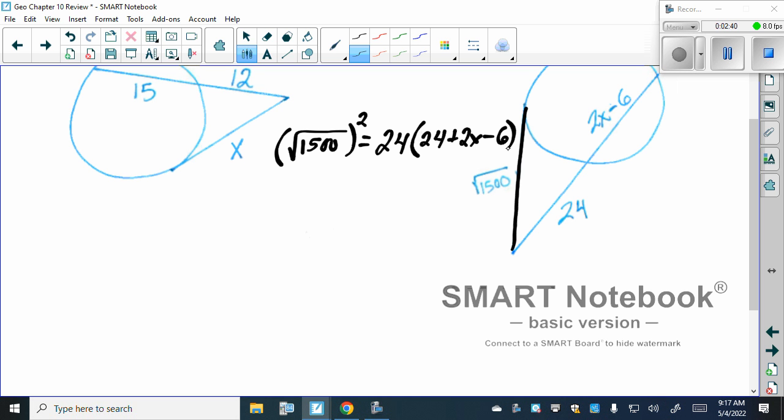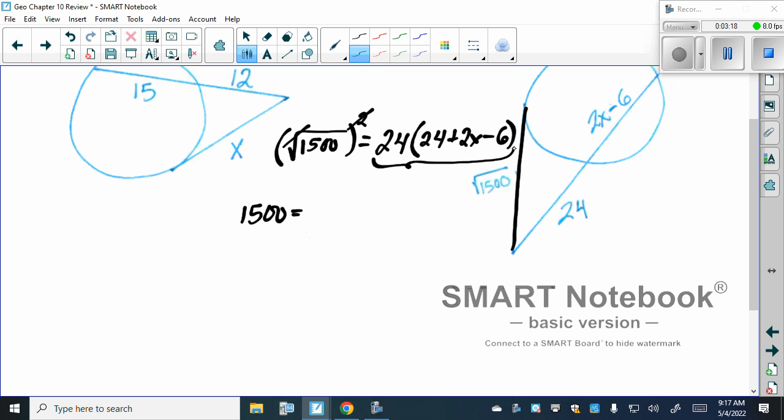What is the square root of 1500 squared? Because when we square root something, we're trying to find what number times itself gives us 1500, and then we square it. So it's undoing. The square root and square cancel each other out, just giving us the number inside. Over here, unfortunately, this time it's not all numbers. We have 2x in the middle.